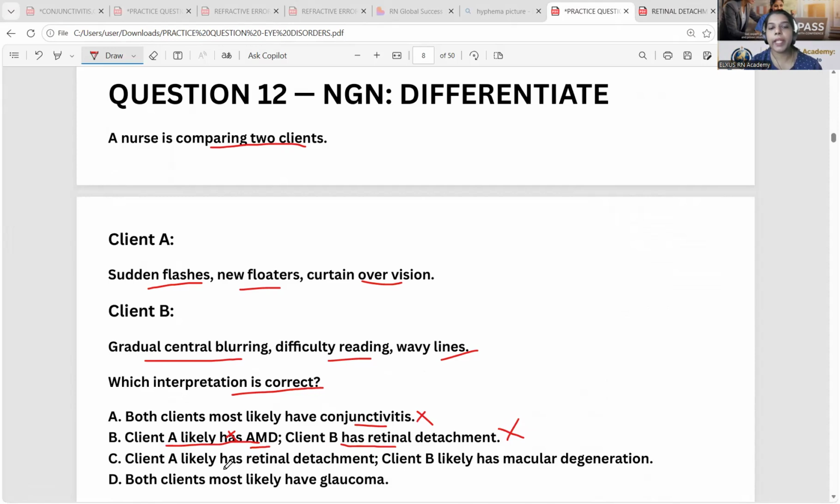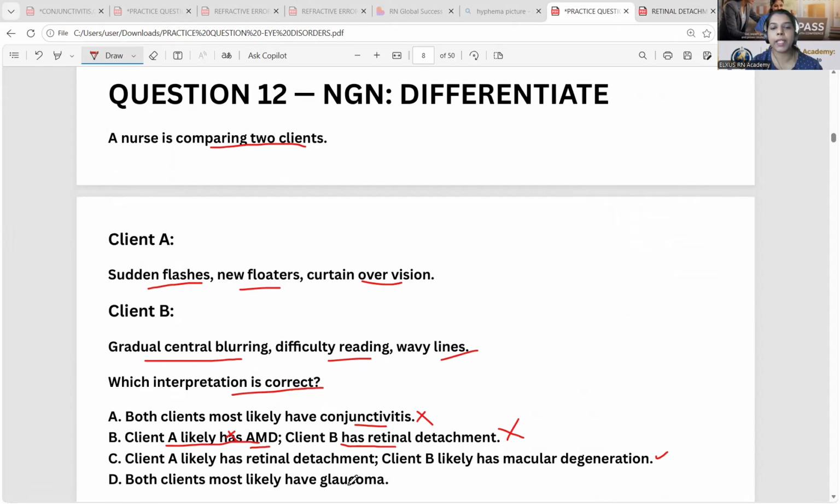Next one, client A has retinal detachment, client B has macular degeneration. Yes, it can be the possible answer for this question. Why? Because this triad of symptoms is related with retinal detachment. The central blurring can be related with the macula. We can lock it, but we can analyze the last option also.